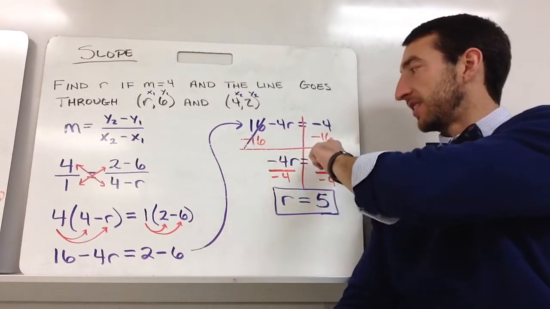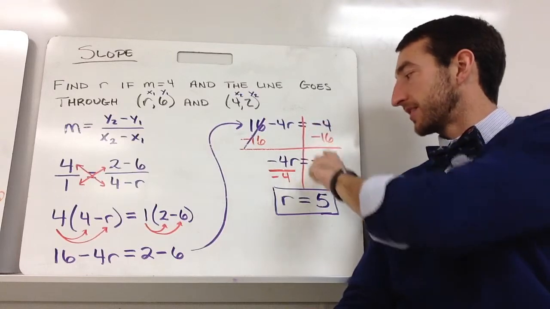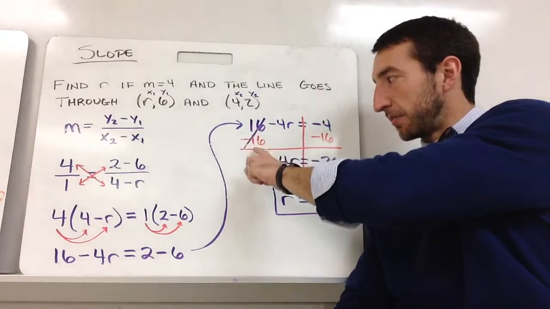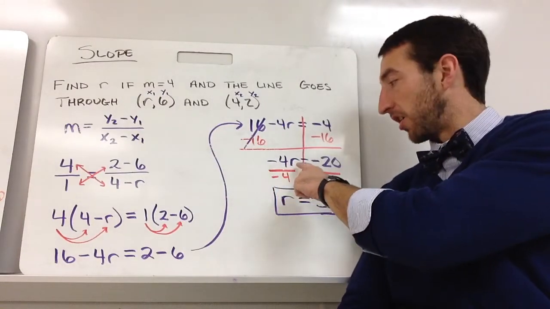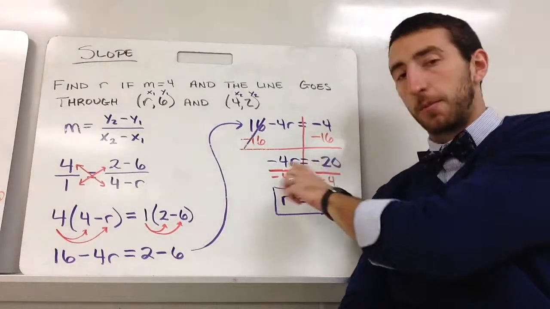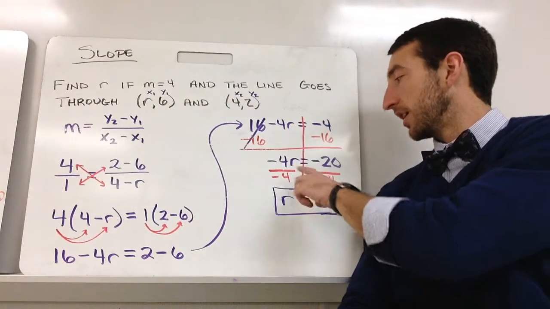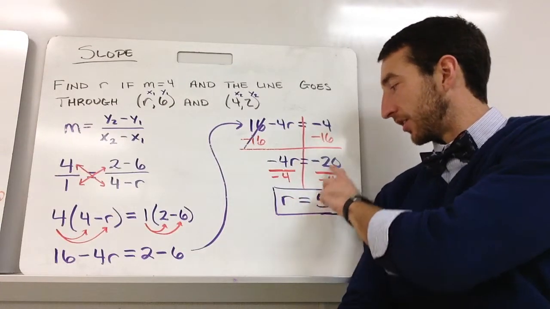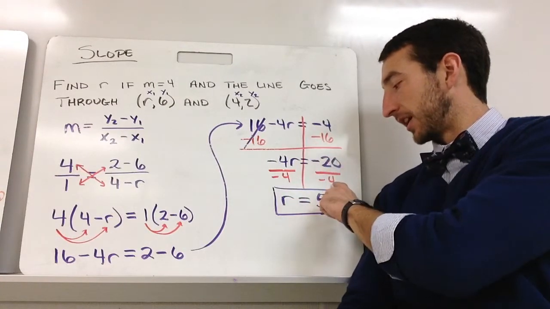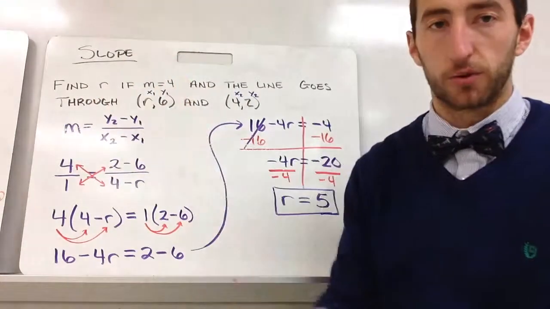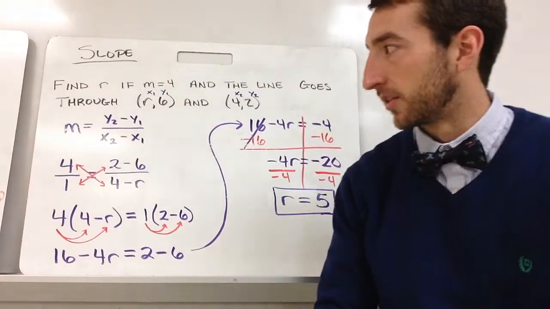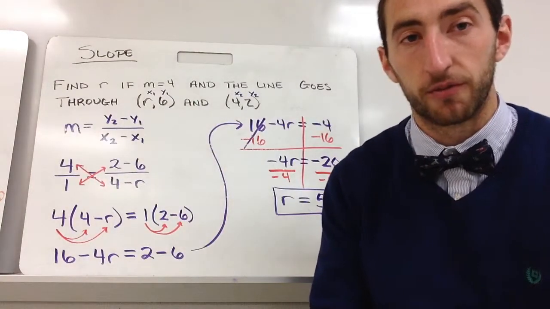So I subtract 16 from both sides. I get negative 4 minus 16, which is negative 20. 16 minus 16 cancels out. So now I've got negative 4r equals negative 20. Divide both sides by negative 4. That means r is equal to negative 20 divided by negative 4, which ends up being 5. So my r is equal to 5. And that is everything you need to know about how to find slope.